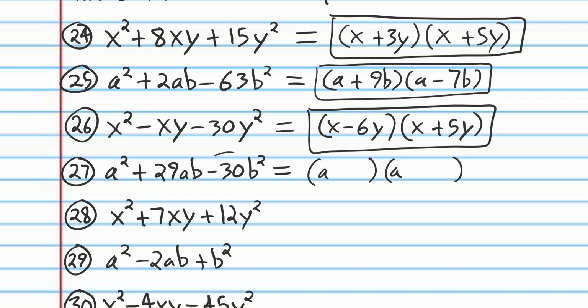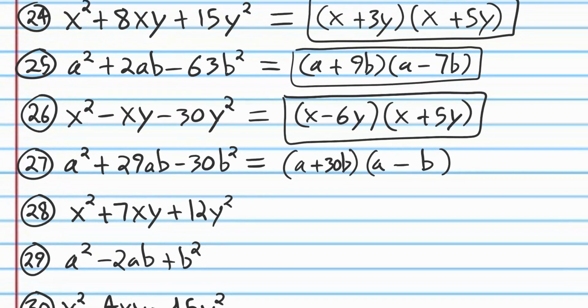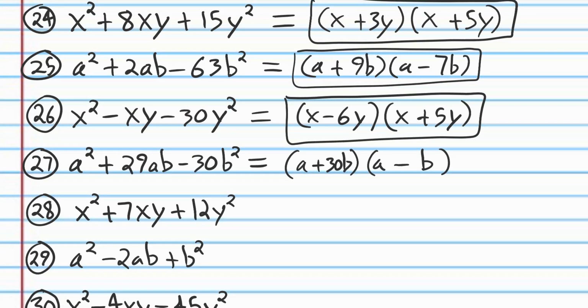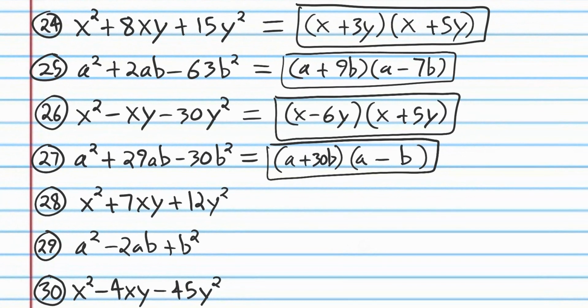So it turns out in this one, it's actually going to be 1 times 30. And it's going to be positive 30b and negative b. It would technically be 1b, but I just put b. Because 30 plus negative 1 is 29, and 30 times negative 1 is negative 30. So that was kind of a weird one, because this number was so big and this number was so small. Anyway, go ahead and try 28, and when you come back, we'll do it together.